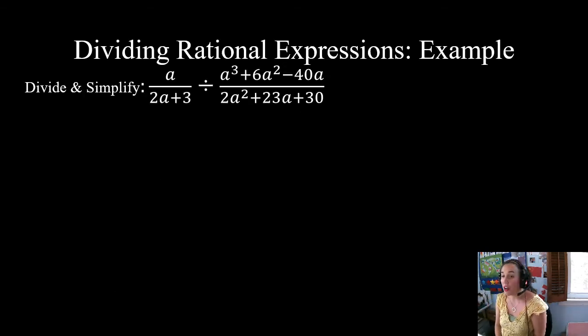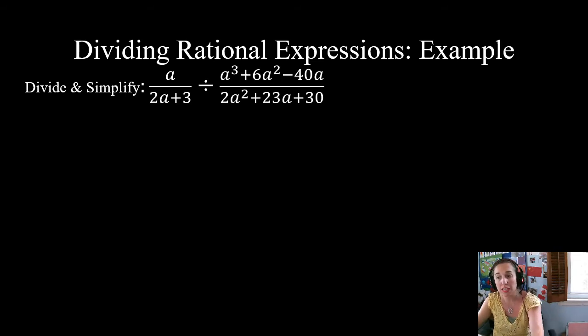Let's do our own example. So here's our example. It says divide and simplify. All right, you have two rational expressions. Again, I know that they're rational expressions because they look like fractions. Instead of all numbers, there's just polynomials in the numerators and denominators. So I'm going to look at my first rational expression. I have a over 2a plus 3. That's being divided by a cubed plus 6a squared minus 40a over 2a squared plus 23a plus 30.